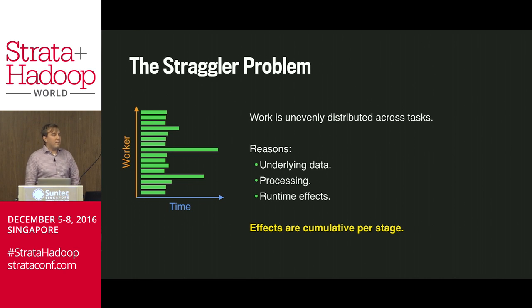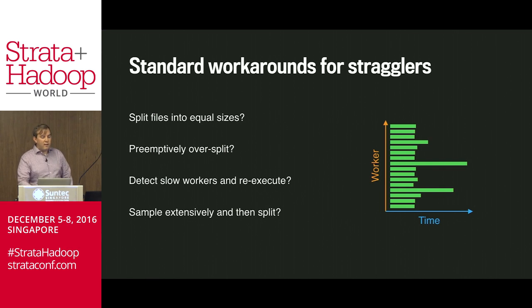The reason could be things like data-dependent processing that varies. It could be things like runtime effects, where one worker is slow. Could be lots of other effects. And if you've got a multi-stage batch processing pipeline, these effects are cumulative, right? The next stage can't start until all tasks in the previous stage finish. And so if you look at this, all the black time in that bar graph is essentially idle resources. So there are lots of standard workarounds here. I'm sure you're familiar with many of them.